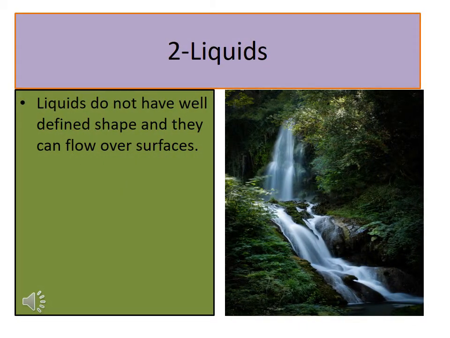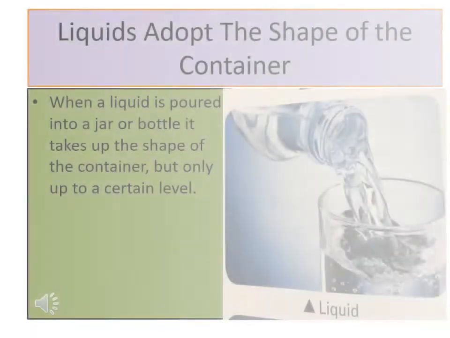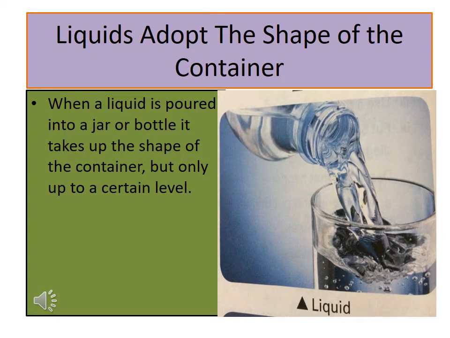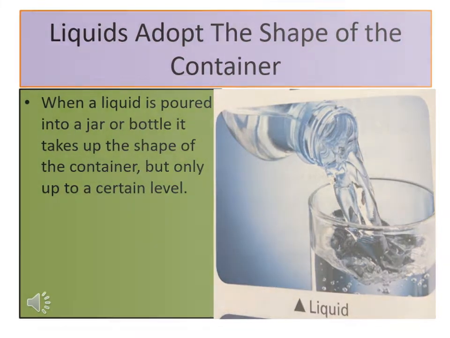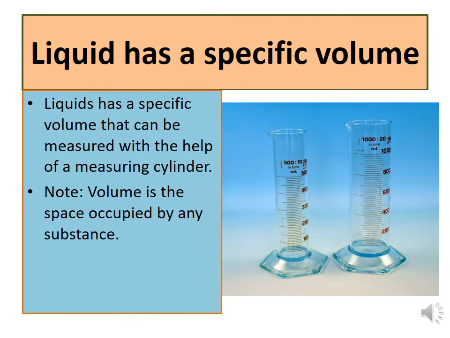Liquids do not have well-defined shape, and they can flow over surfaces. When a liquid is poured into a jar or a bottle, it takes up the shape of the container, but only up to a certain level. Liquids have a specific volume that can be measured with the help of a measuring cylinder. Note: volume is the space occupied by any substance.